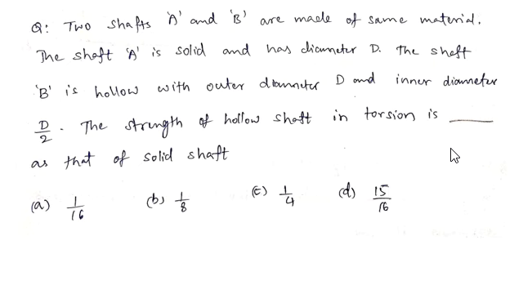So two shafts are given. One shaft is solid and the other shaft is hollow. With the given data, we can say that the outside diameter of both shafts is the same, and the inside diameter of the hollow shaft is half of the outside diameter. And it is asking the strength of the hollow shaft in torsion when compared with the solid shaft.